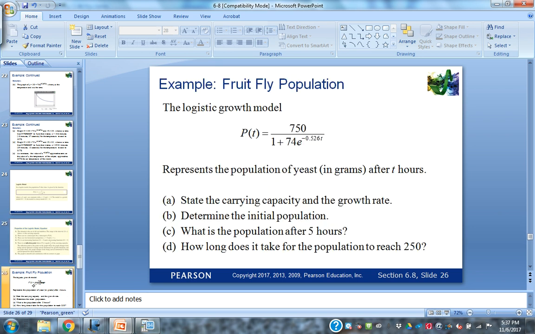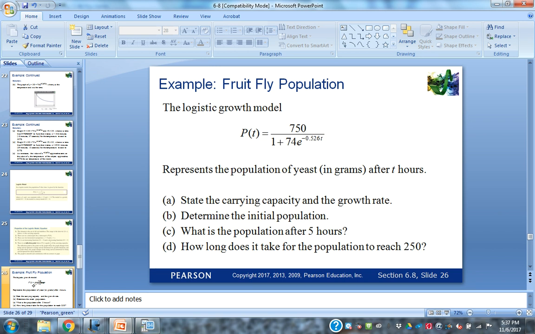Here's a logistic growth model. In a logistic growth model, questions about this, they're going to hand you this equation and say, here it is. And then they're going to ask you, state the carrying capacity and the growth rate. The carrying capacity, 750, the top number. That's your carrying capacity. Your growth rate, right there. Determine the initial population. The initial population is where time is 0. So you plug a 0 in for t and just crank out that number.